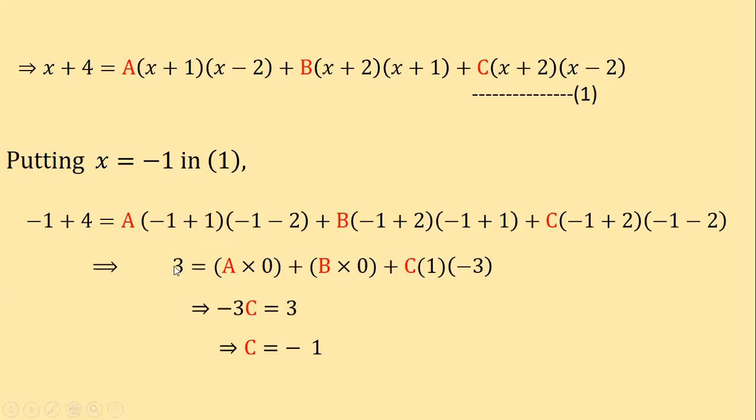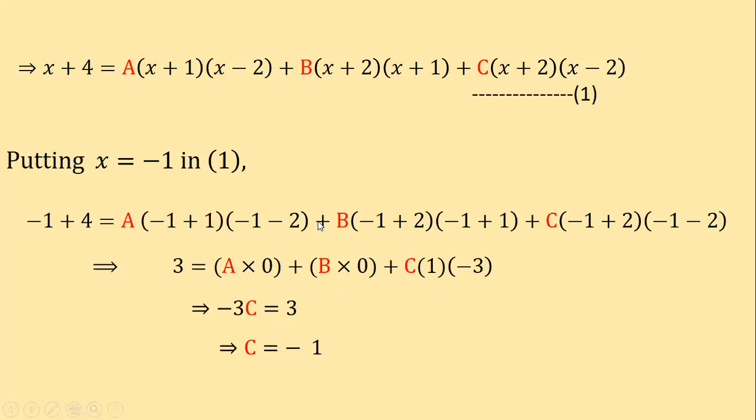4 minus 1 is 3 is equal to, this term becomes 0, and here also this term becomes 0. a into 0 plus b into 0 plus c into 1 into 2 minus 1 is 1, minus 1 minus 2 is minus 3. Okay, so minus 3c is equal to 3, c is equal to minus 1. 3 by 3 is how much? 1. So minus 3 goes to the other side, it becomes 3 by minus 3, which is minus 1. So a, b, c, all three constant values we got, children.